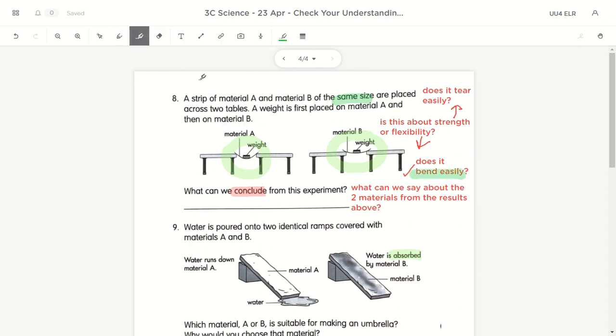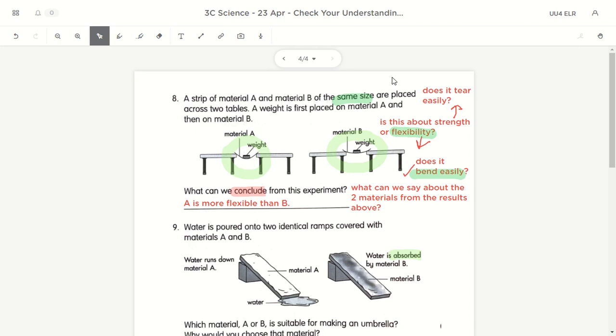Okay, so a lot of you wrote things like B is stronger than A. No, this is wrong, because I'm not testing strength, I'm testing flexibility. So what can we conclude? What can we say about the two materials? Make a comparison. I know that A is more flexible than B. You didn't even need to write the material, just say A is more flexible than B. So by doing this experiment, we can see that A is more flexible than B because A bends more than B.